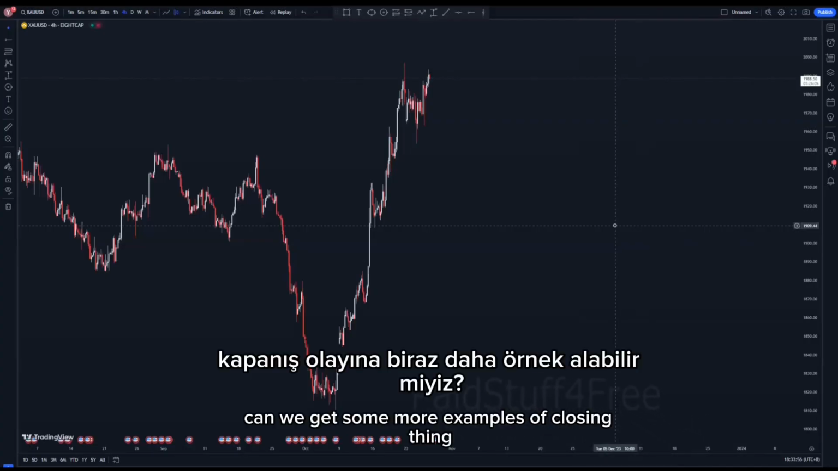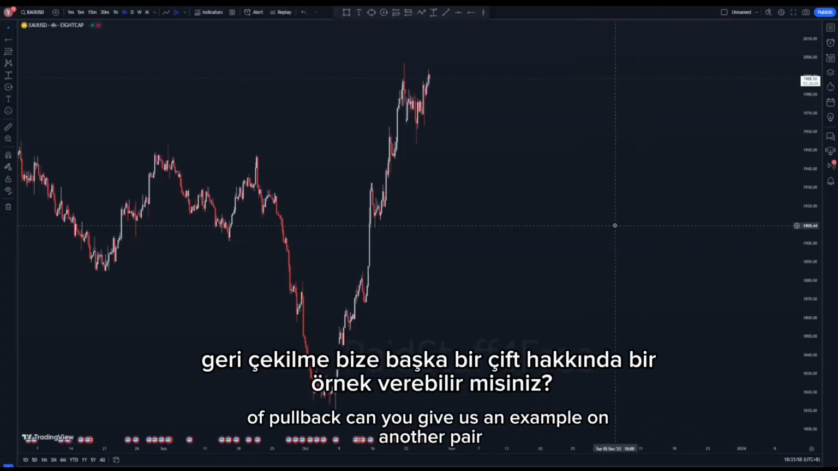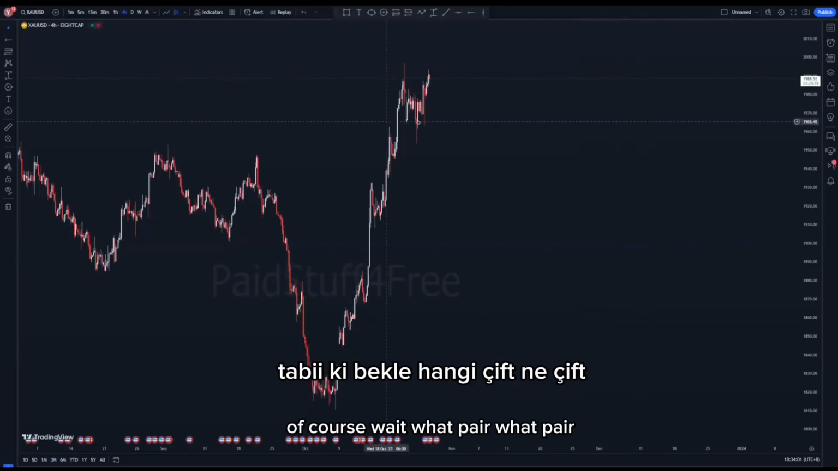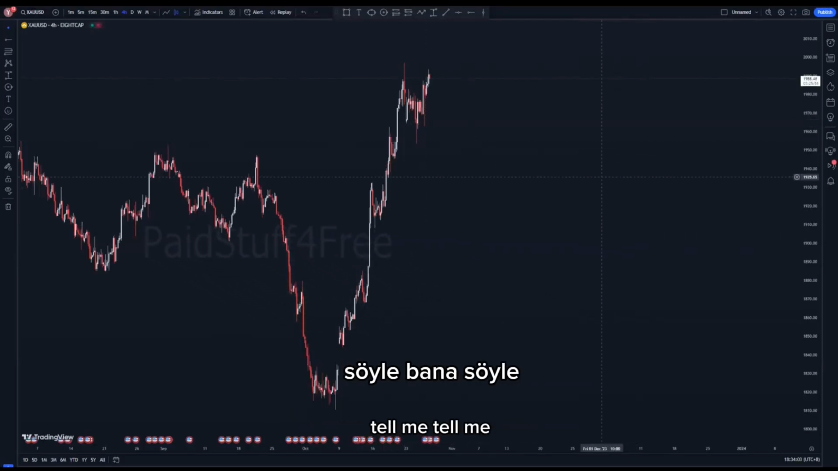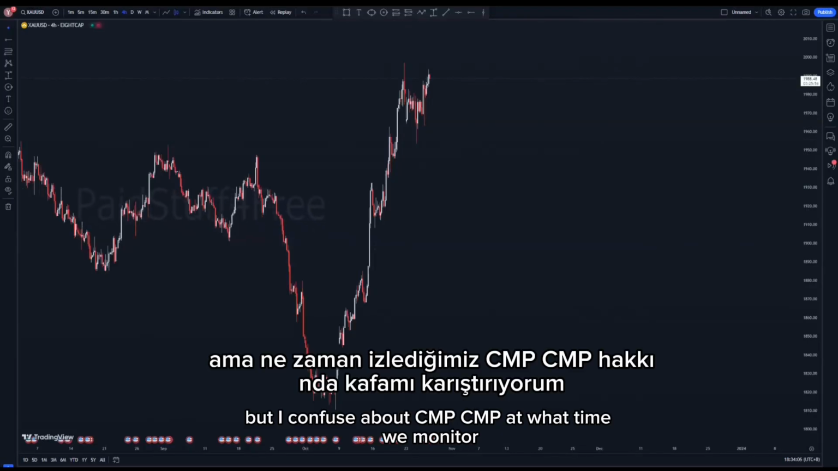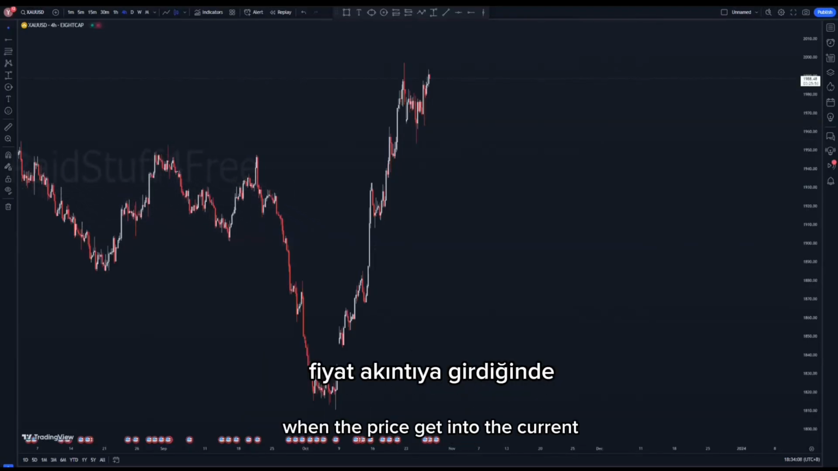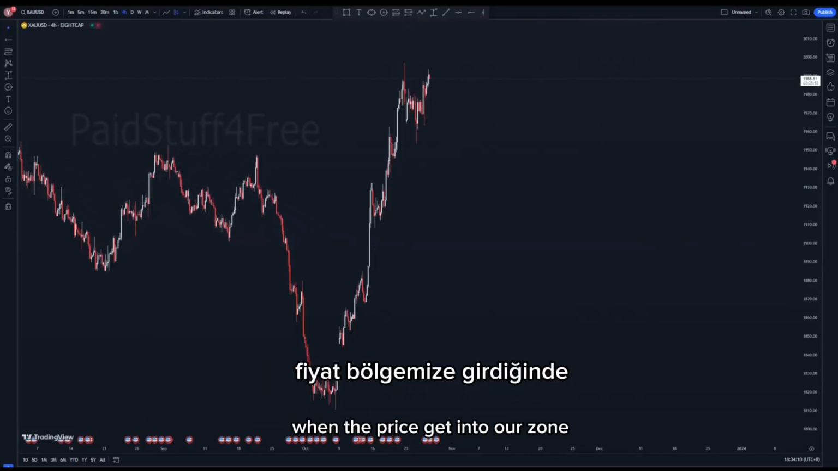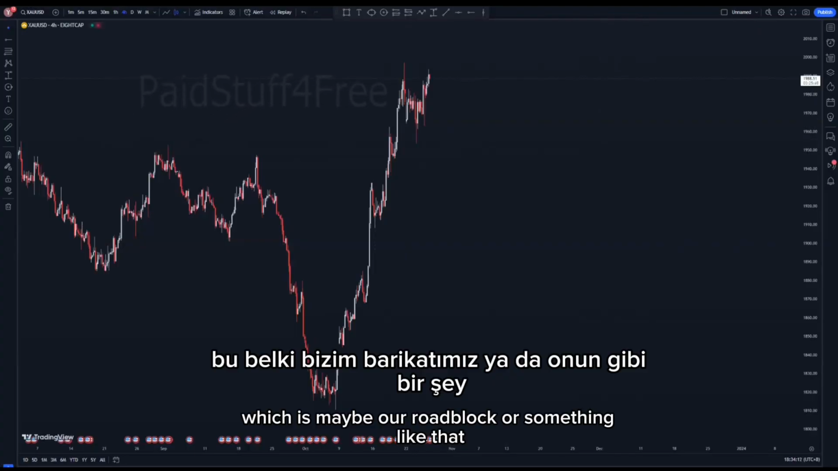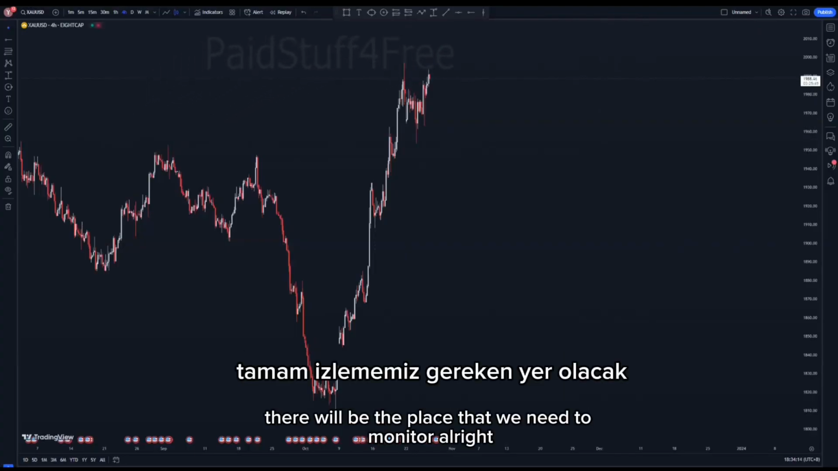Can we get some more examples of closing of pullback? Can you give us an example on another pair? Of course. Wait. What pair? Tell me. But I'm confused about CMP. At what time do we monitor CMP? When the price gets into our zone, which is maybe our roadblock or something like that, that will be the place that we need to monitor.